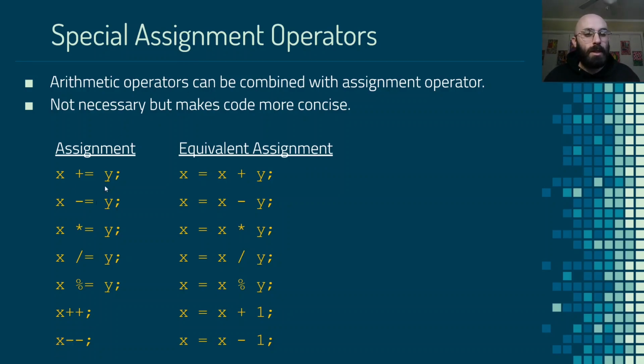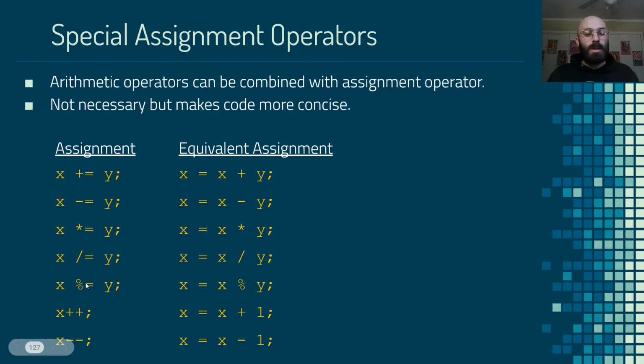And so on the left-hand side, it shows this shorthand equivalent where we're combining the arithmetic operator with an assignment operator. And then on the right-hand side, it shows the equivalent assignment. So if I just need to add some value y to the previous value of x and update x's value, I could just write x plus equals y, which is the equivalent of saying x equals x plus y. And all of those same style of operators exist for each one of my arithmetic operators. So addition, subtraction, multiplication, division, and modulo.